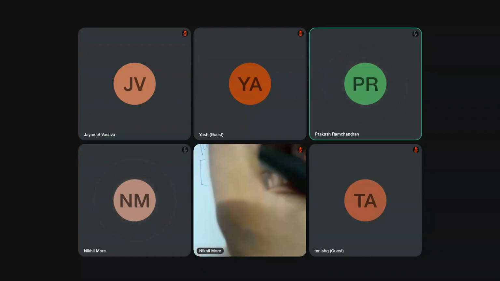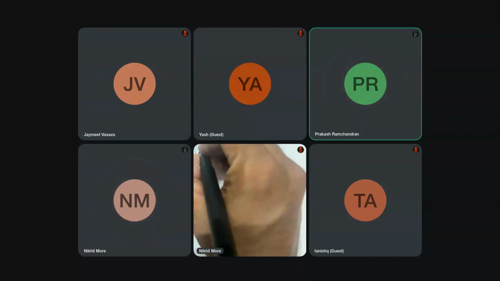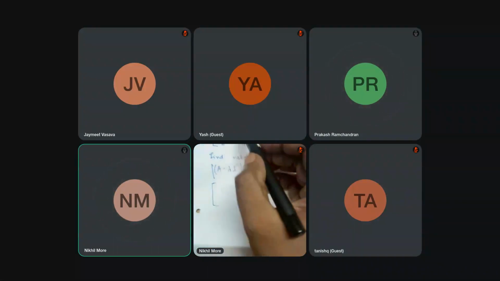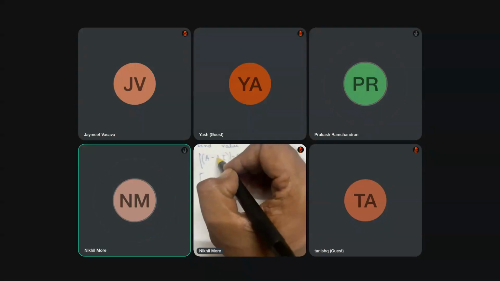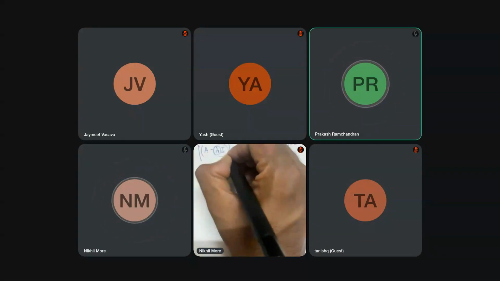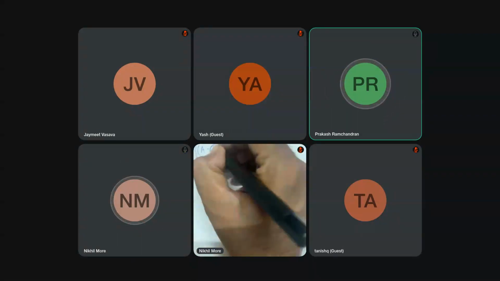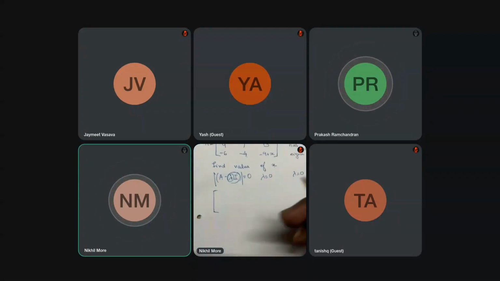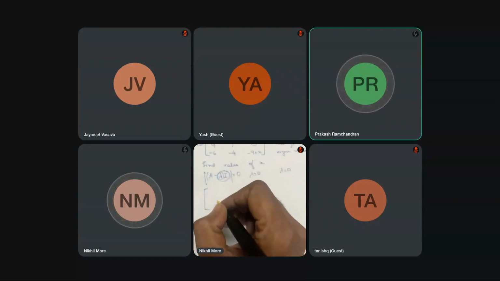So lambda I will then be all zeros, a zero matrix. For lambda equal to 0, lambda into I will be 0. So A minus 0 would be A. So the determinant of A minus lambda I equal to 0 means the determinant of A will be equal to 0.